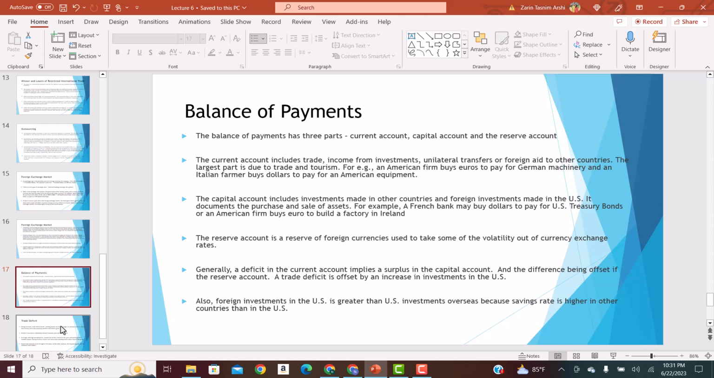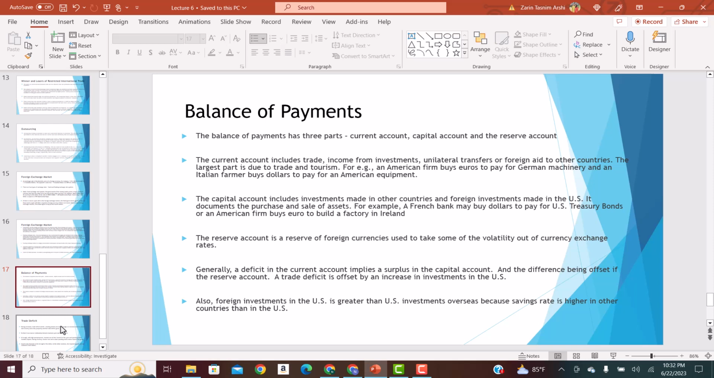The second one is called the capital account. The capital account includes investments made in other countries. So if the USA is making investments in Europe, or the USA is making investments in the Middle East, then these are recorded under the capital account because these are investments. It documents the purchase and the sale of assets. If they are selling those assets in the foreign market, that's also recorded on the capital account.